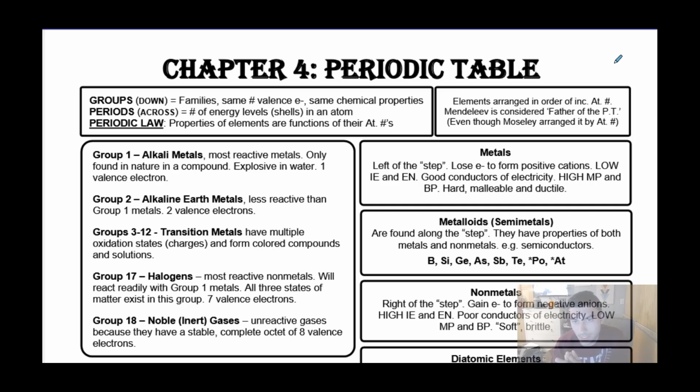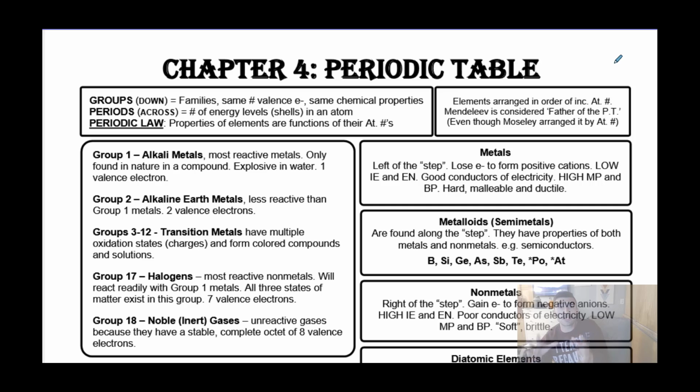So let's get the terms out of the way first. Groups are the columns going up and down, also known as families. Elements in the same group have the same number of valence electrons and therefore similar chemical properties. Periods are the rows going across from left to right. They tell us the number of energy levels or shells in an atom. Periodic law is the idea that properties of the elements are functions of their atomic number.